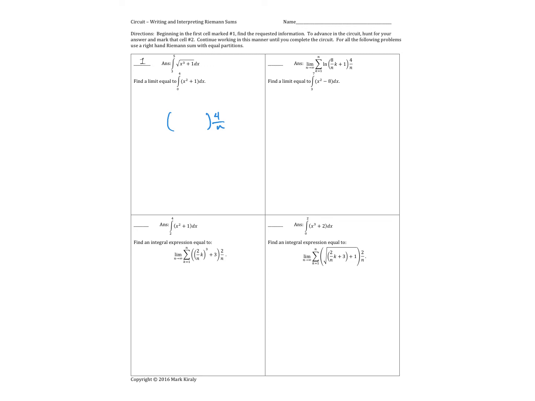And so then I substitute that in for x. So now I have 4 over n. I'm actually going to use k on these because that's what the answer choices are going to be. And then squared, and then plus 1. And I'm going to have a limit as n approaches infinity from k equals 1 to n.